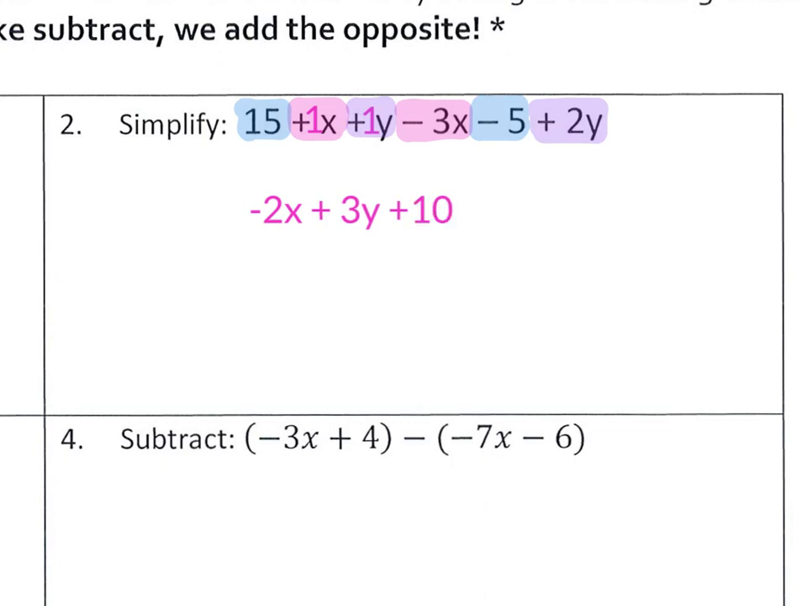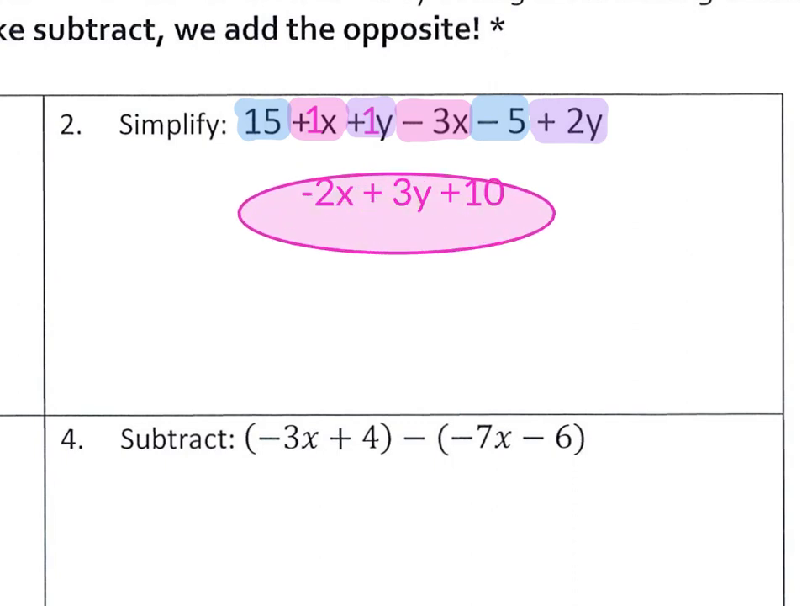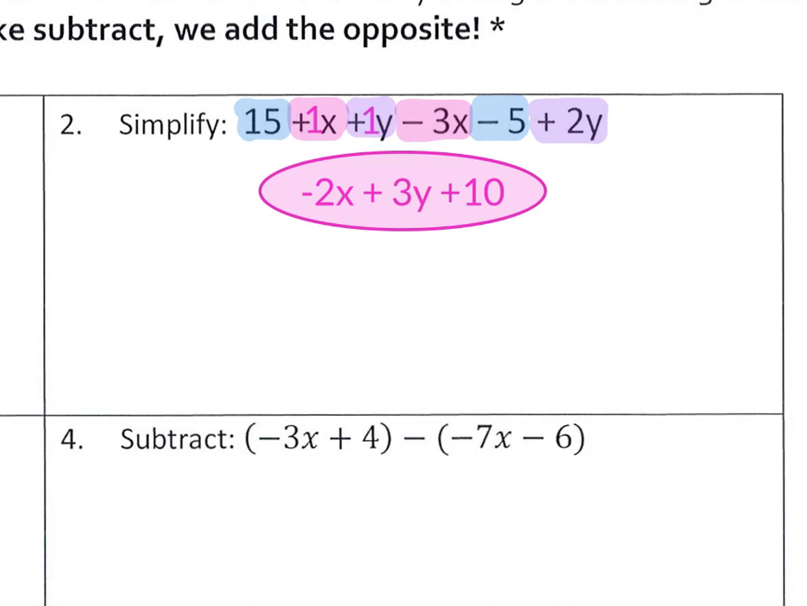So remember, that's something you can use your calculator for. Once we've done all the highlighting, we're looking for like terms, and we're going to put that in our calculator to figure out how many all together. So that's my final answer, negative 2x plus 3y plus 10. All right, let's look at another example.